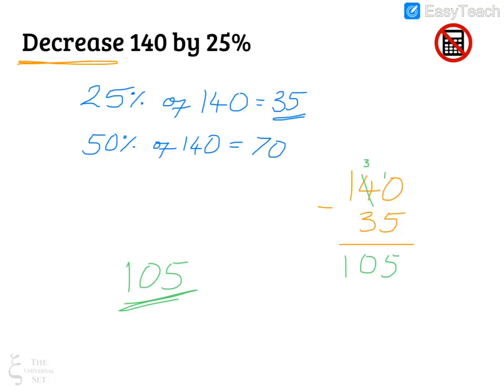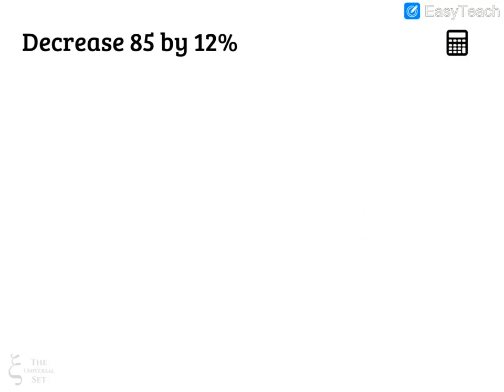So if we've got nice numbers and nice percentages like this, maybe we can answer these questions without a calculator, but sometimes we'll get trickier questions where we might be using a calculator to answer them. So let's have a look at a couple of those. So this one asks us to decrease 85 by 12%. Now I'm going to be using the calculator method that we saw in the previous video, so hopefully you've already watched that. And let's think about it like this.